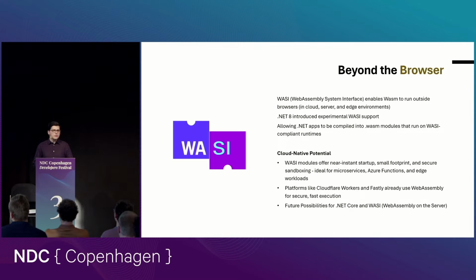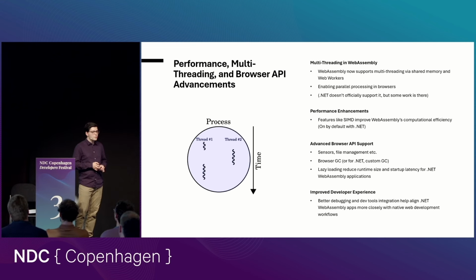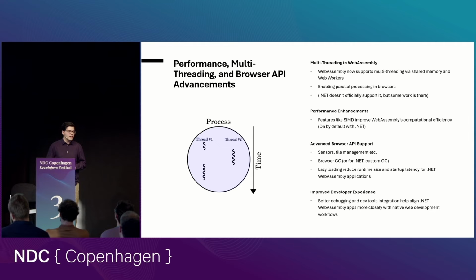Platforms like Cloudflare Workers and Fastly already use WASI and WebAssembly for secure and fast execution, and there are many more future opportunities and possibilities for .NET Core and WASI. For WebAssembly, there is support for multi-threading, which allows you to actually run your application in parallel threads, so maybe a UI thread and others.